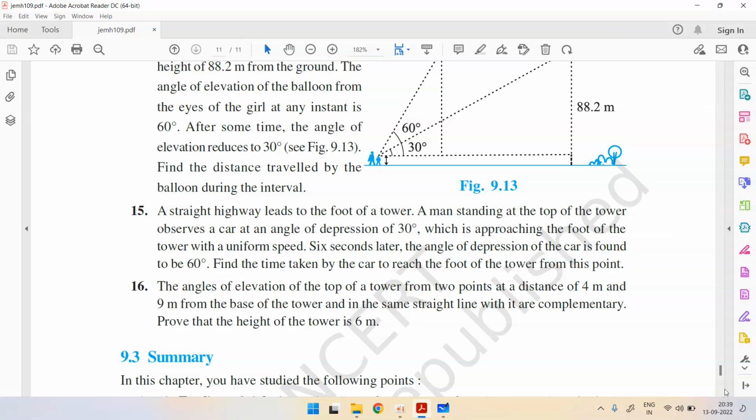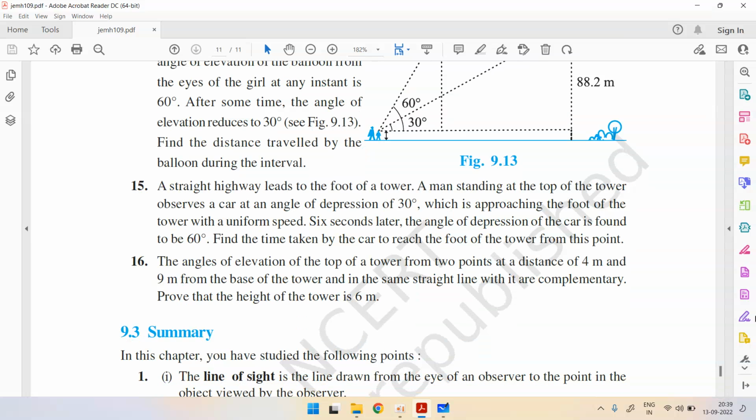Next is the 15th question. A straight highway leads to the foot of a tower. A man standing at the top of the tower observes a car at an angle of depression of 30 degrees while it is approaching the foot of the tower with a uniform speed. 6 seconds later, the angle of depression of the car is found to be 60 degrees.